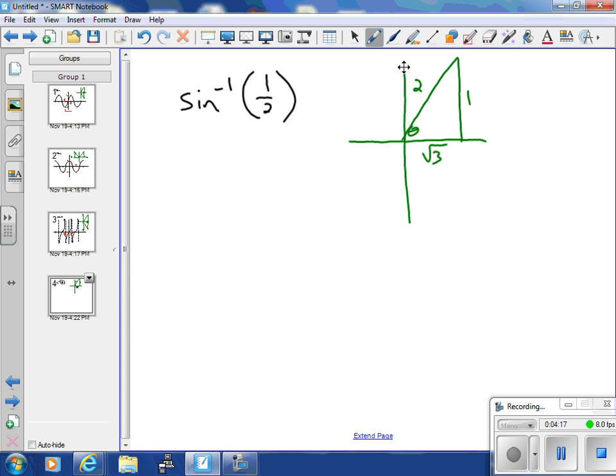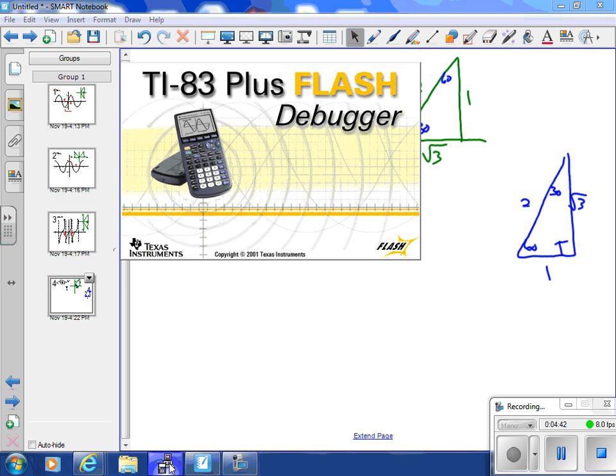So if we think about this, what makes that happen? Well, it might not look like it, but when we draw the standard 30, 60, 90 triangle, we have 1, 2, square root of 3. So we're going to be able to figure out that this angle up on top here is our 60, and this thing down here is going to be 30. So the sine inverse of 1/2 is going to be 30 degrees, or if you're doing it in radians, that's going to be pi over 6 radians.